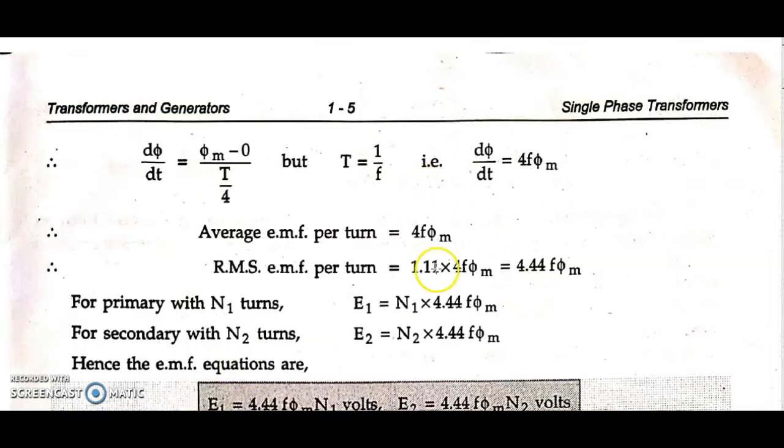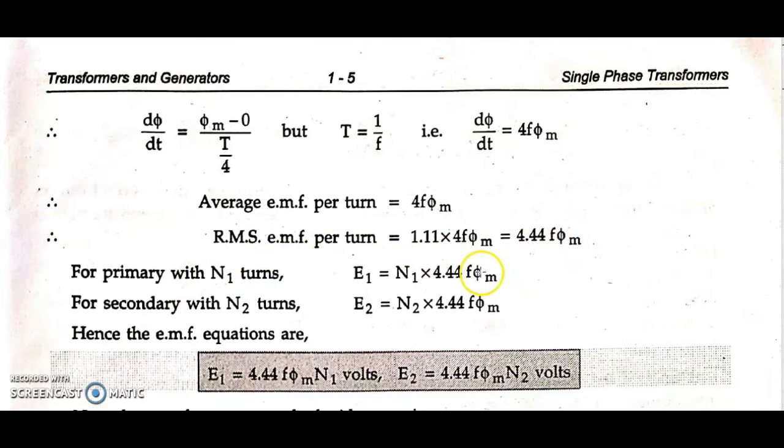Coming to my equation, you can see E_RMS, that is the RMS EMF per turn, is 1.11 times the average EMF, like I said. The average EMF per turn over here is 4FΦm. So just multiply those two, and you get the RMS EMF per turn as 4.44FΦm. Now since this RMS value is calculated with respect to only one turn, we have N1 number of turns in the primary as well as N2 number of turns in the secondary.